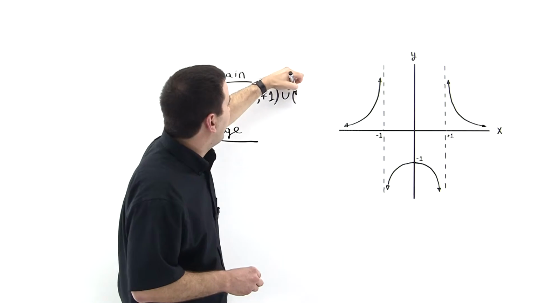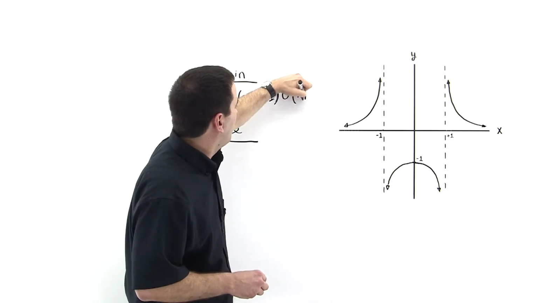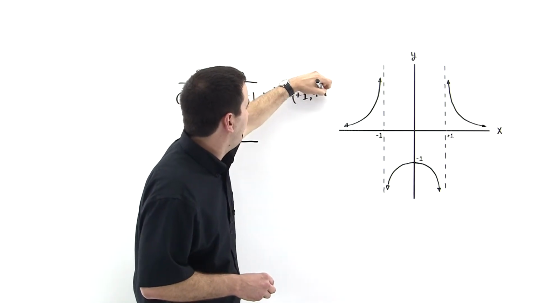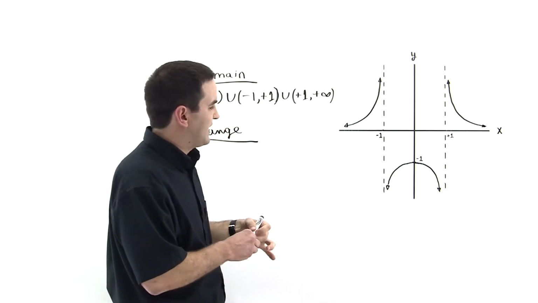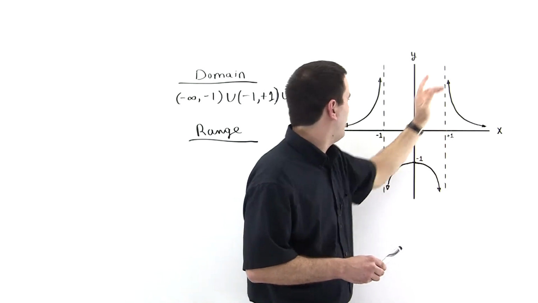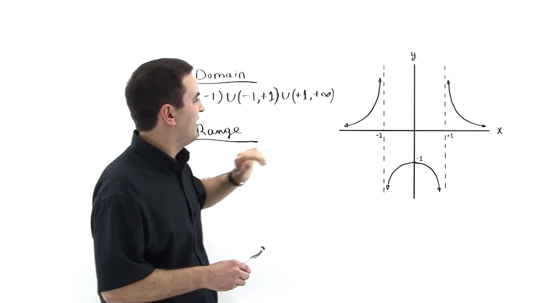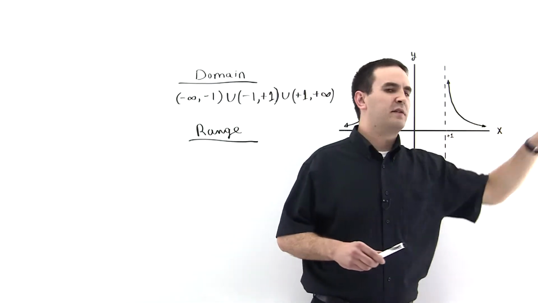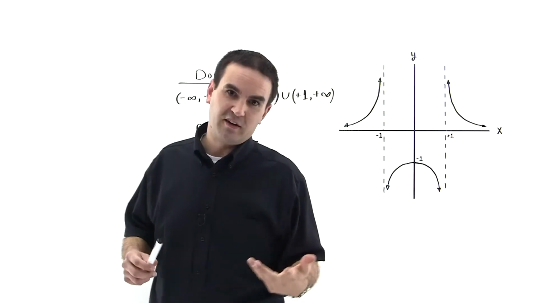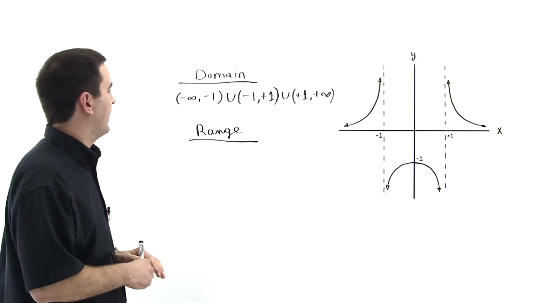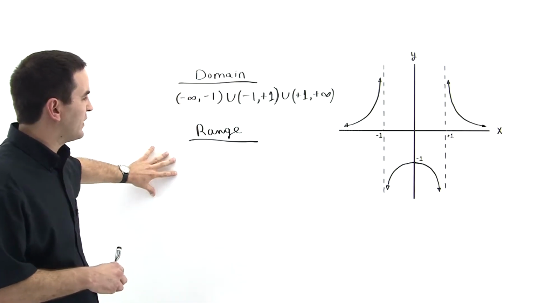Then we go from +1 to positive infinity because x cannot be +1, so we put the open parenthesis like that. And it goes all the way out to positive infinity, but positive infinity not included in the set, obviously. Okay? For the range, we consider the y values.